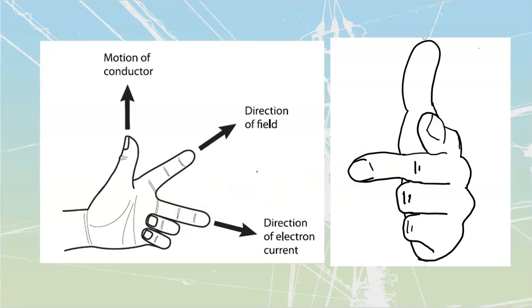Okay, it's got three main things. First of all, we've got the thumb. The thumb is going to go in the direction of thrust on the conductor. So TH for thumb, TH for thrust. The first finger is going in the direction of the field, going from north to south. And then the center finger is going in the direction of current, or they say middle finger in the movement of electrons. Either one works, whichever works for you. I prefer center finger in the direction of current.